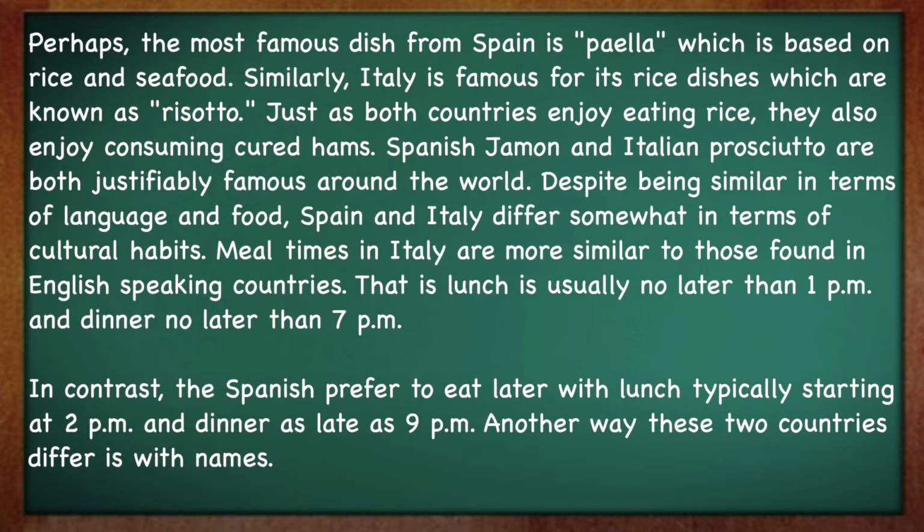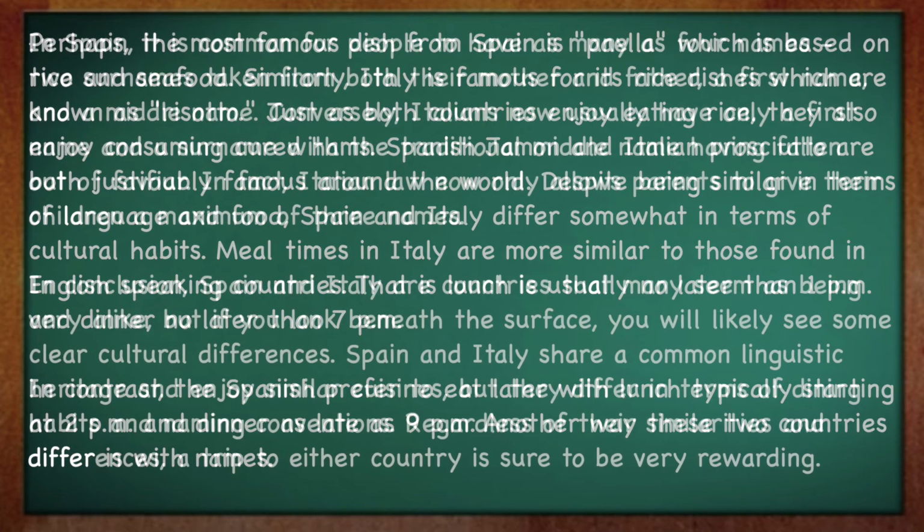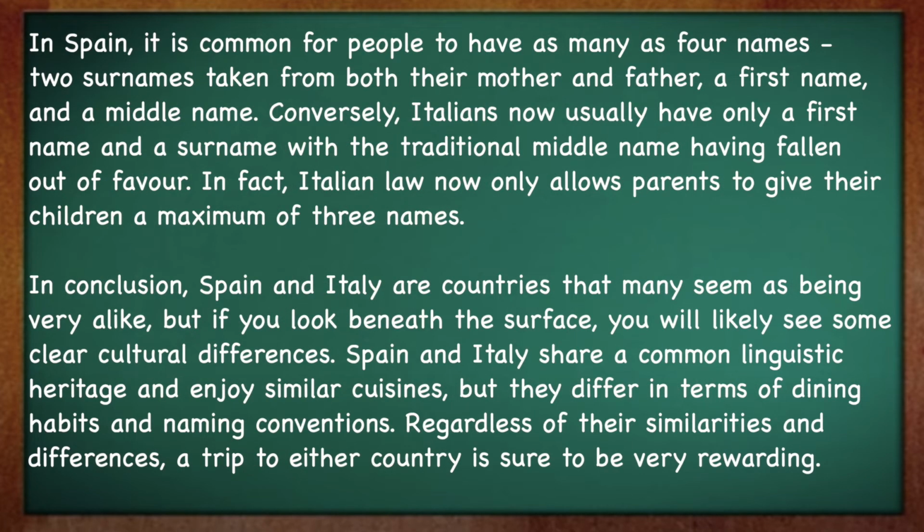Another way these two countries differ is with names. In Spain, it is common for people to have as many as 4 names. 2 surnames taken from both their mother and their father, a first name, and a middle name. Conversely, Italians now usually have only a first name and a surname, with the traditional middle name having fallen out of favor. In fact, Italian law now only allows parents to give their children a maximum of 3 names.